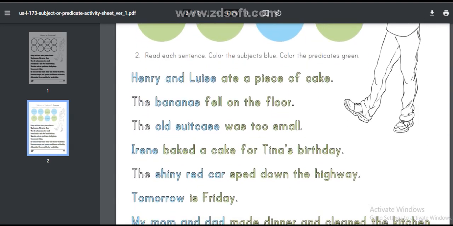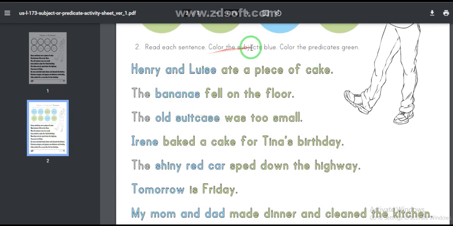Okay, number two. Read each sentence, color the subject blue, color the predicate green. So here we should color the complete subject blue and the complete predicate green. Number one, Henry and Louise ate a piece of cake. Who ate a piece of cake? Where's the subject? Where's the complete subject? I'm talking about Henry and Louise. And here also we have compound subject, not only complete subject, compound subject, because we have two subjects, right? Henry and Louise. What did they do?